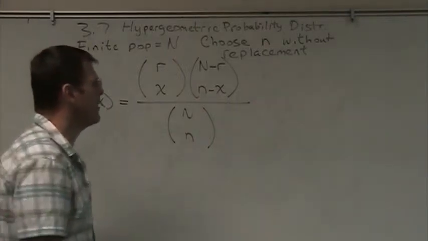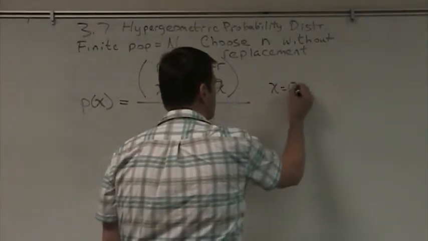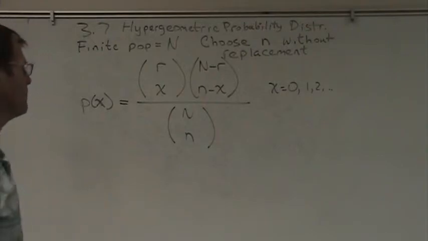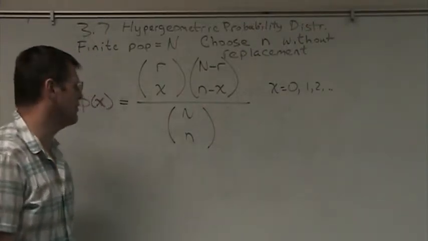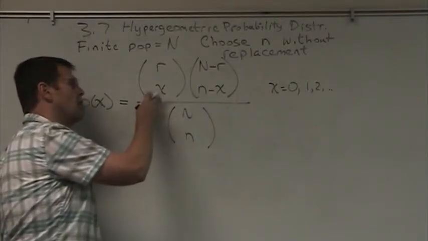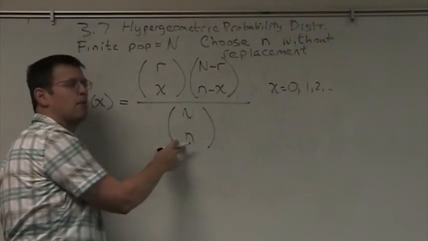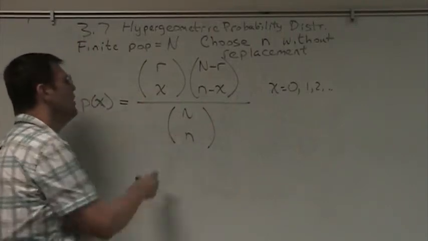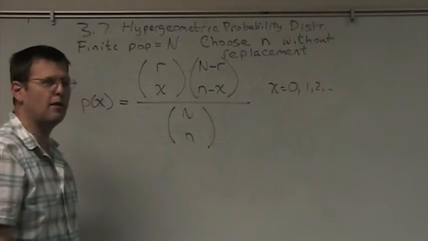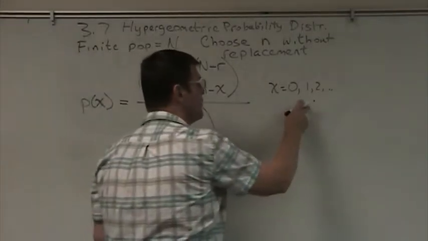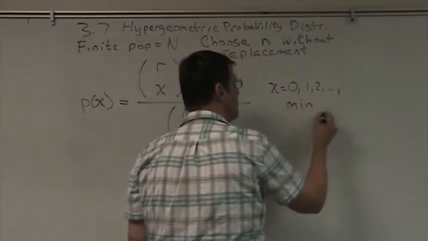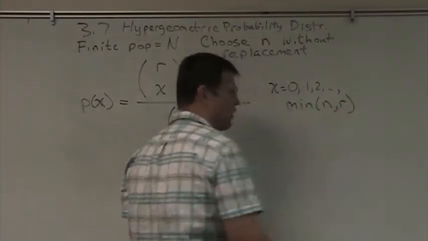Now, as far as the possible values of x are concerned, certainly we can start out with 0, 1, 2, and so on. But we have a maximum, and that maximum depends upon the set of numbers that we've got. Certainly, you can't have more items in your sample coming from group 1 than you have items in your sample. But similarly, we can't have more items in our sample from group 1 than there are items in group 1 to begin with. So the largest possible value here is going to be the minimum of little n and R.